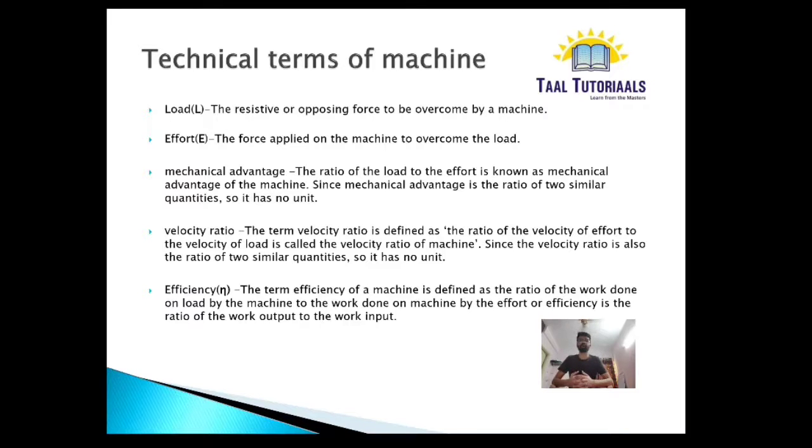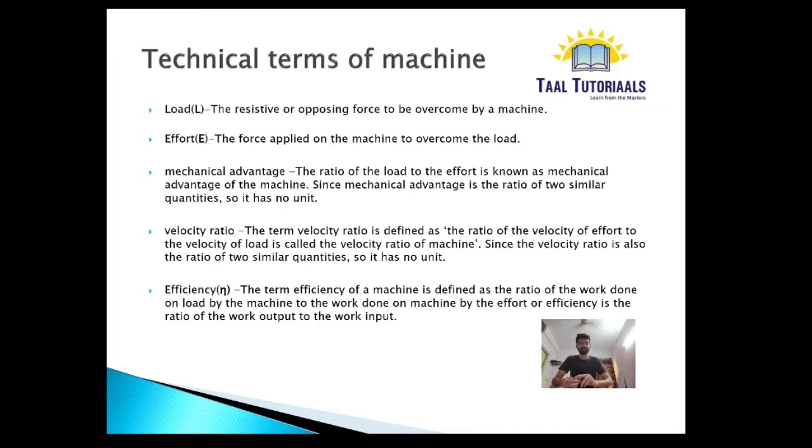And then the second is effort, the force applied on the machine to overcome the load. Whatever muscular force we are putting, and whatever things we are using to put that effort to move that load, that is an example of effort. Now we'll come to some technical terms which I don't think you are very aware of. Third is mechanical advantage. This is just the ratio of the load to the effort. So when load and effort are two similar quantities, mechanical advantage will never have any unit.